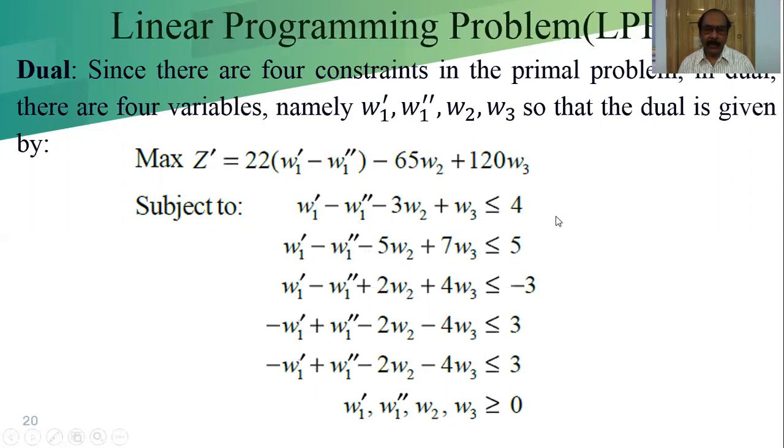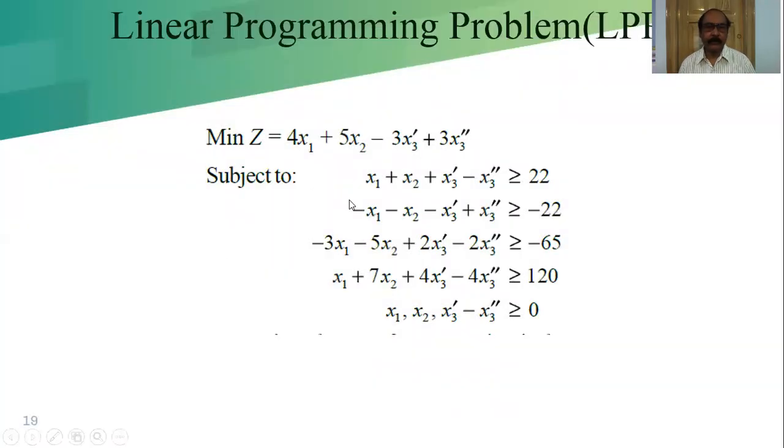Now again I am saying, all the constraints. First one: W1 dash minus W1 double dash minus 3 W2 plus W3, less than or equal to 4. Second one, this is less than or equal to 4. Third one: W1 dash minus W1 double dash plus 2 W2 plus 4 W3 less than or equal to minus 3.